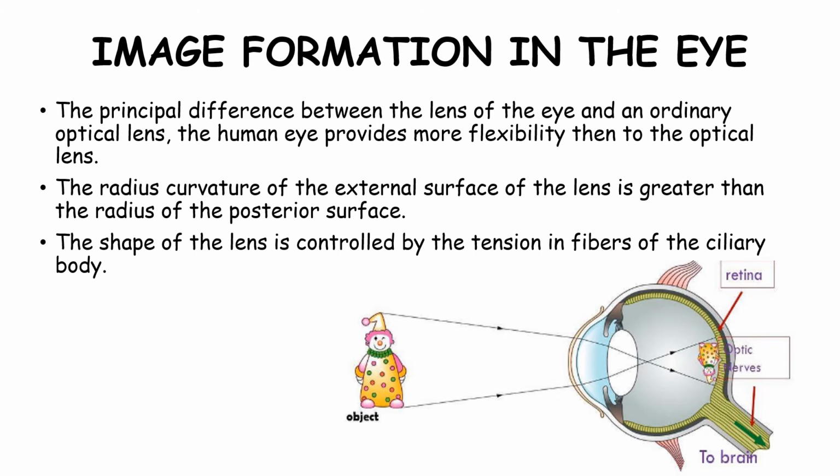Moving on to image formation in an eye. The principal difference between the lens of an eye and an ordinary optical lens is that the human eye provides more flexibility than the optical lens. The radius of curvature of the external surface of the lens is greater than the radius of the posterior surface. The shape of the lens is controlled by the tension in the fibers of the ciliary body.